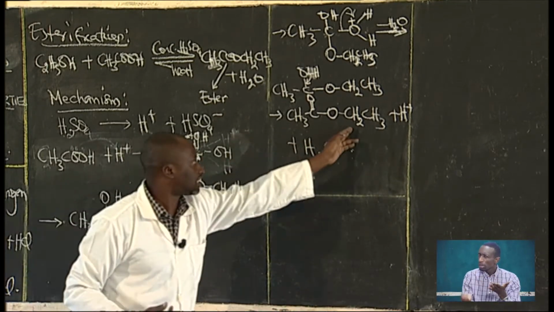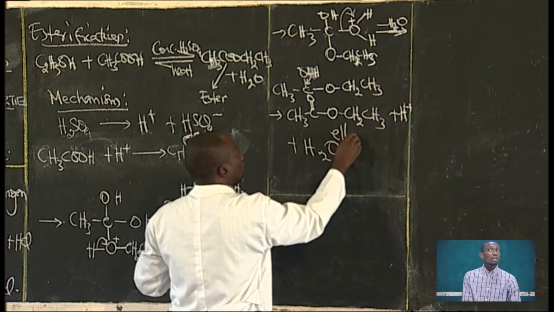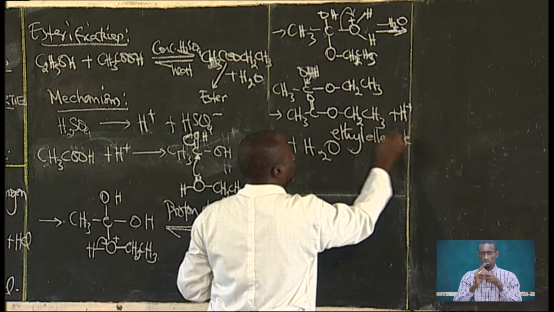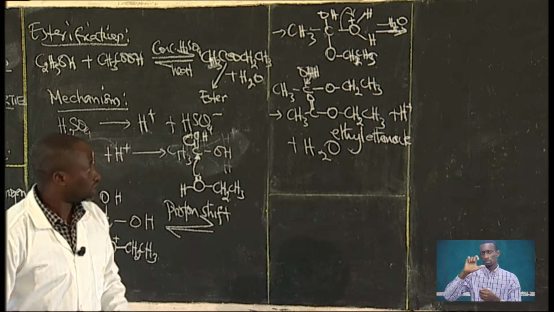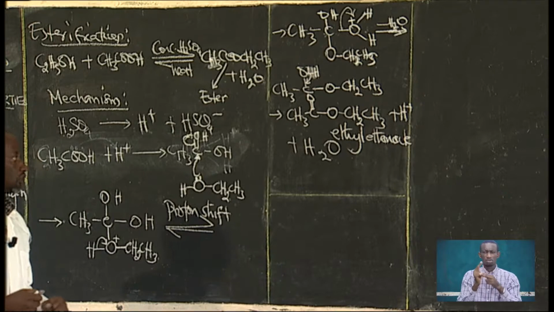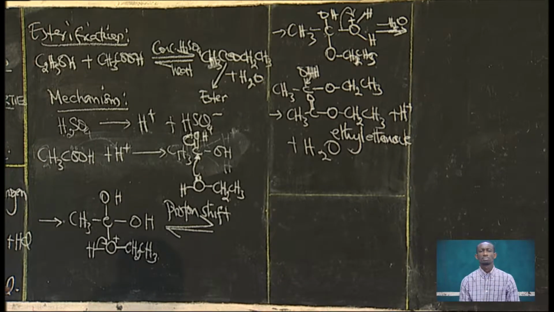So this is the ester, which is ethyl ethanoate. We'll come to the naming later on when we come to the esters. Don't mind about the name. But that is the name of that compound that is formed, which is an ester.